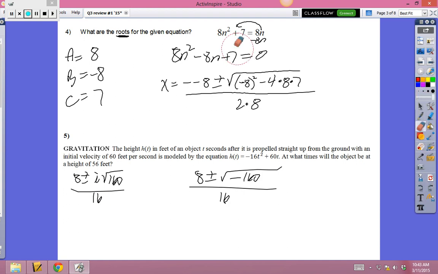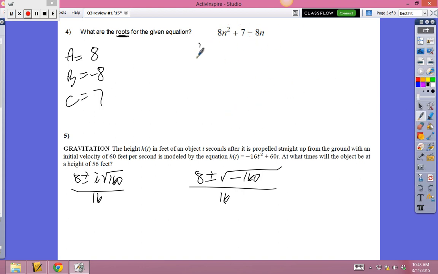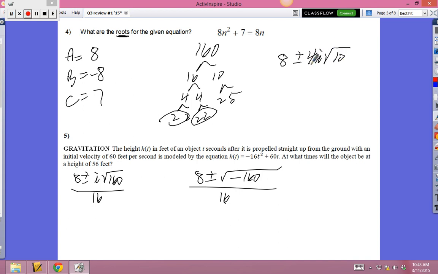Okay, now let's see what's in 160. You need to break 160 down to a 16 and a 10. 16 is a 4 and a 4, that's a 2 and a 2, that's a 2 and a 2. 10 is a 2 and a 5. So that pair comes out, that pair comes out. So a 2 on the outside, a 2 on the outside, that's 4 on the outside, and left on the inside is a 2 and a 5. So we got 8 plus or minus 4 imaginary, inside is 10, all over 16.